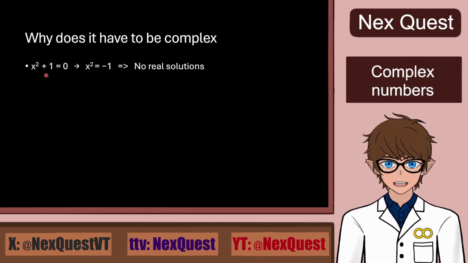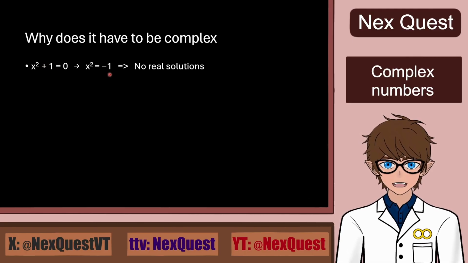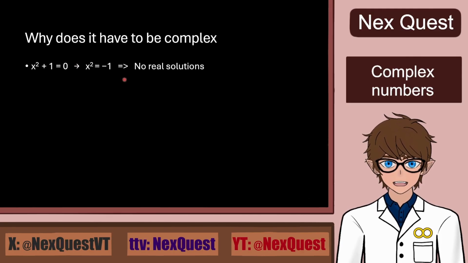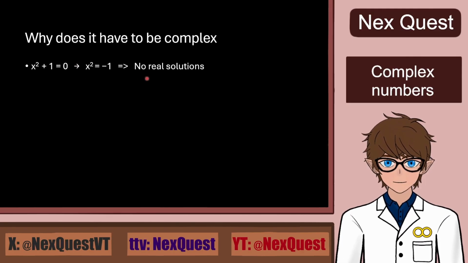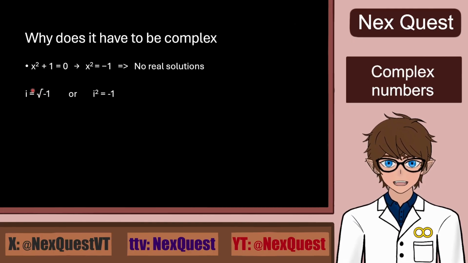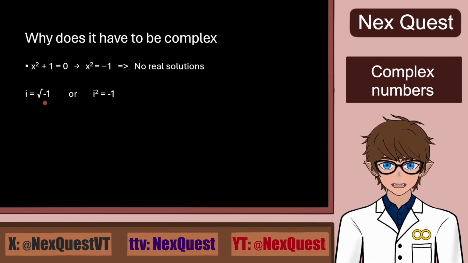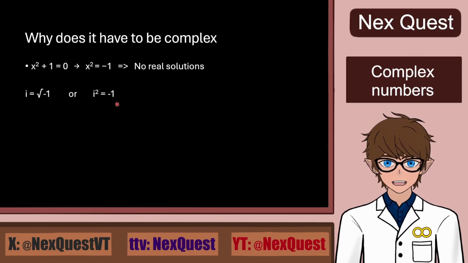x squared plus 1, and we need to find its zeros. So we move 1 to the right, and we get x squared equals minus 1. But we know that it is impossible for real numbers. This is why mathematicians define a new unit. The unit is marked with a lowercase i, and is defined as the square root of minus 1, or that i squared is equal to minus 1. i is called the imaginary unit, but more on this a bit later.